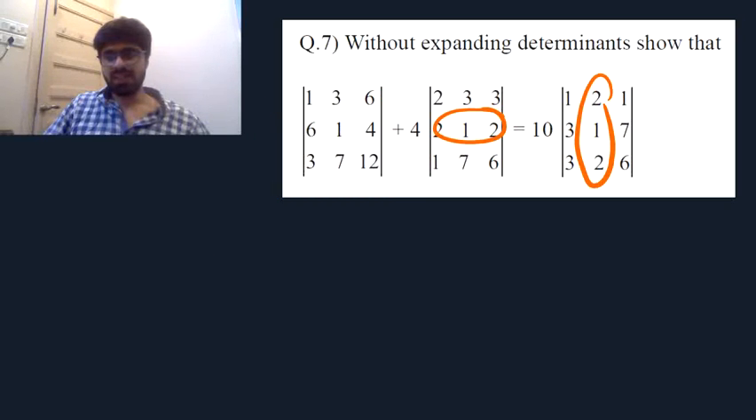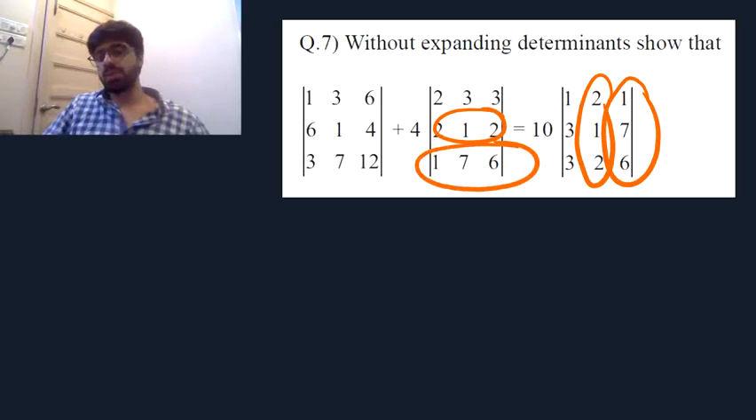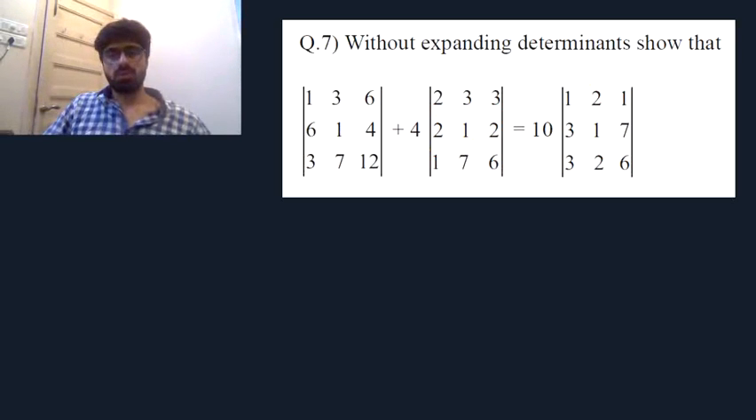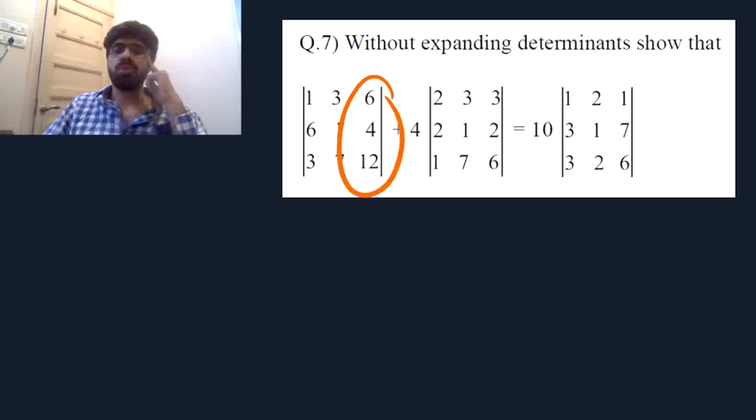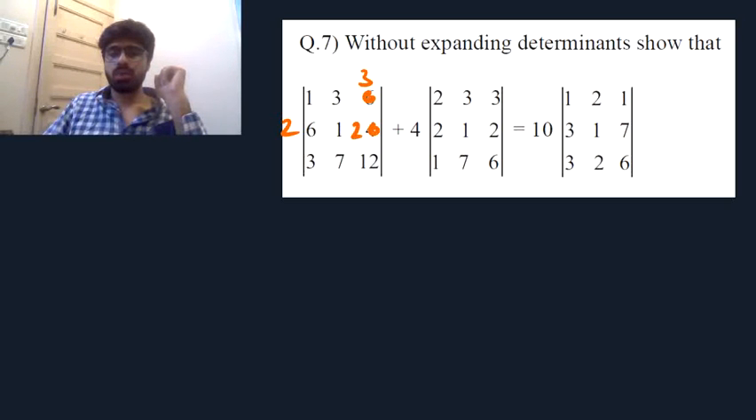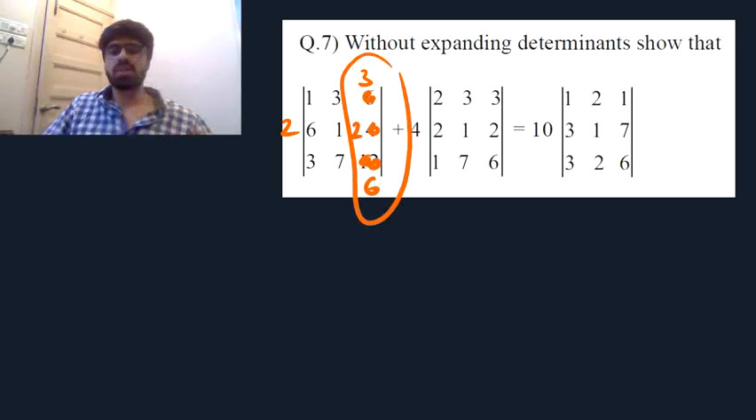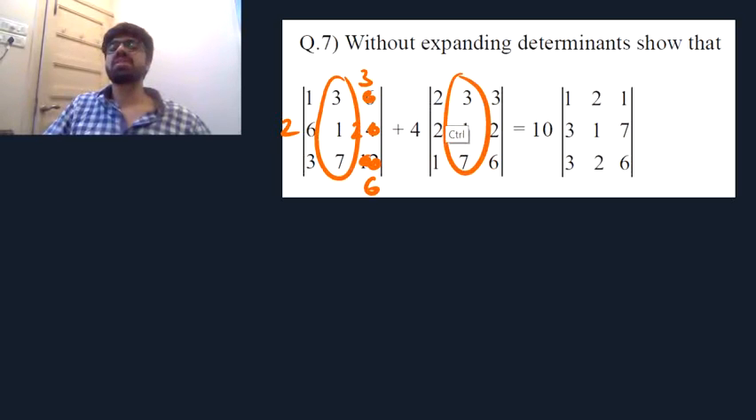We have a 176 and we have a 176 here, and then we have a 233, but here we have a 133. So okay, we can pull out a 2 common from here. If we are pulling out a 2 common from here, this will be 2. So this will become 3, 2 and 6. Okay, so we do have this 326 here. We have a 326 here. We have a 317 and 317 here.